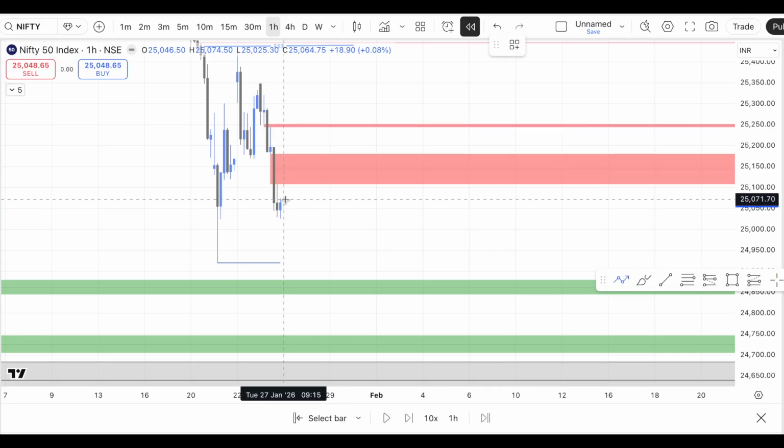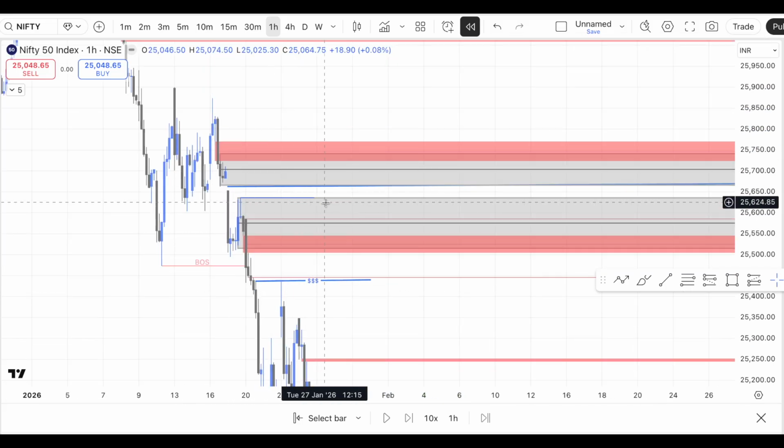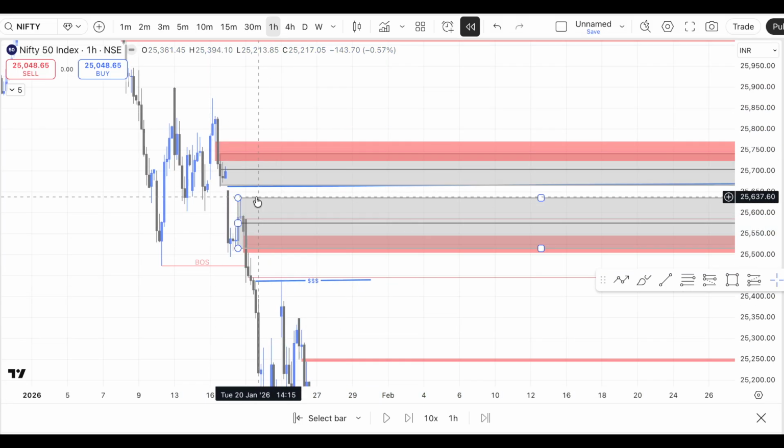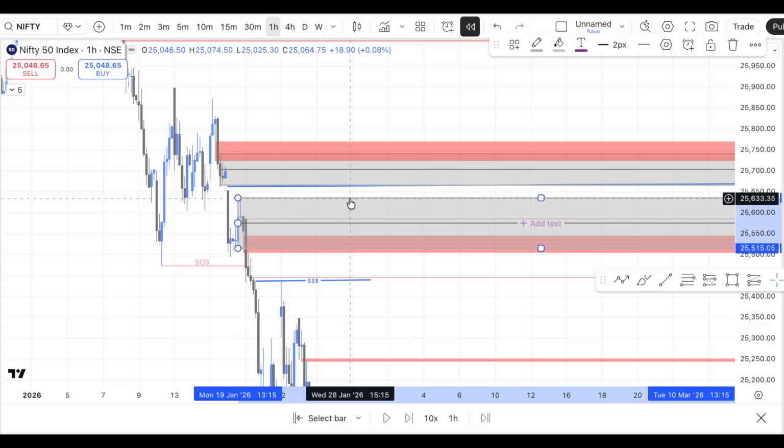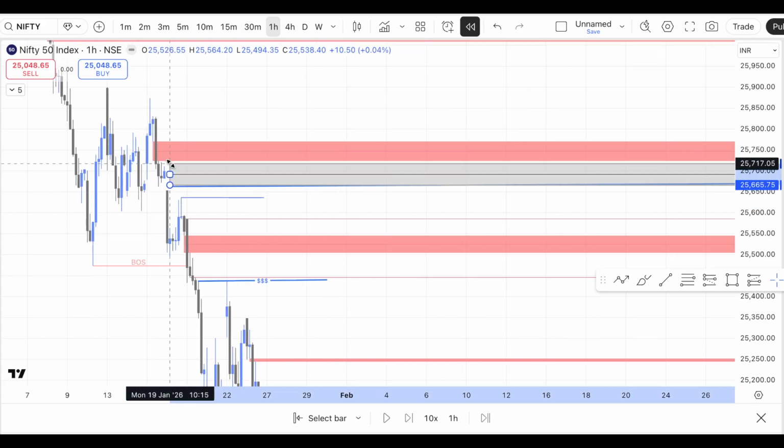The market will not give you obvious trades. Understand this point very clearly. The market will not give you obvious trades. And one more thing is this will not hold. Reason being, there is again an equal high here. That's a good point to be noted. So this supply will not hold because there is again equal highs here.